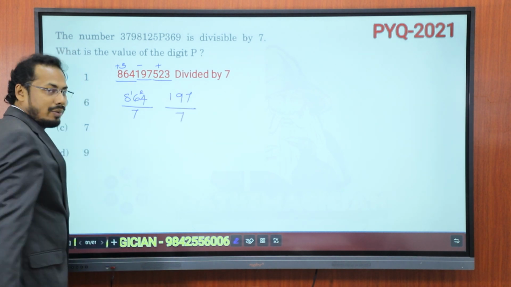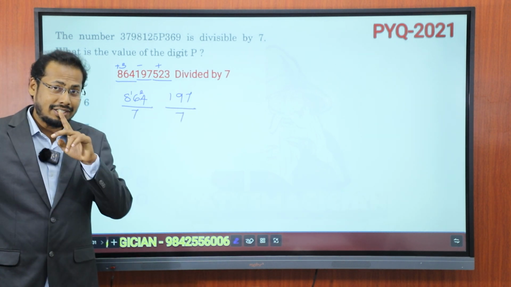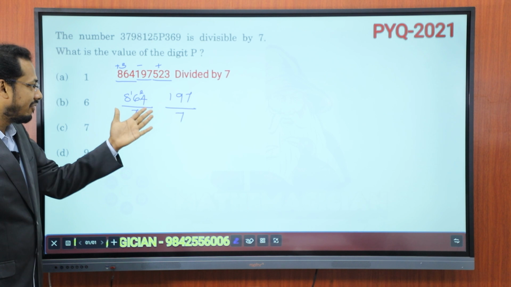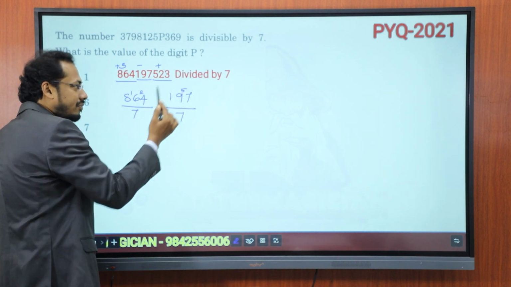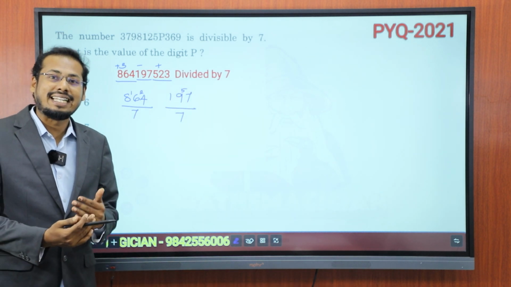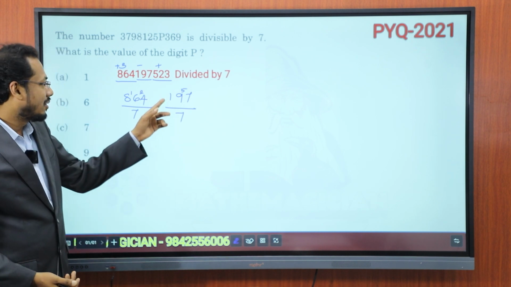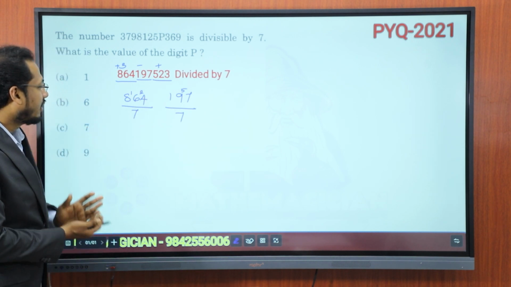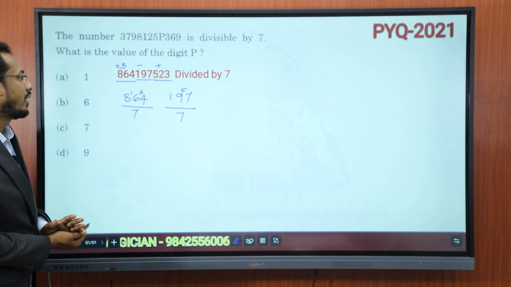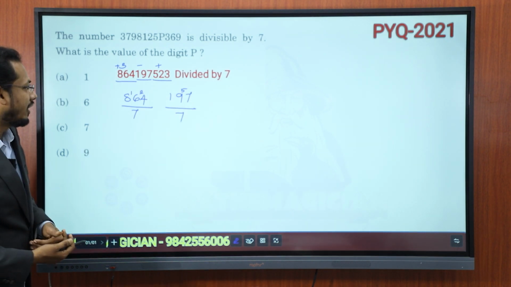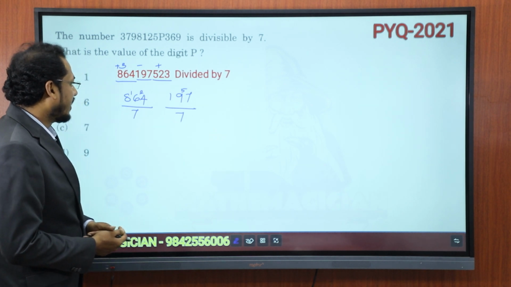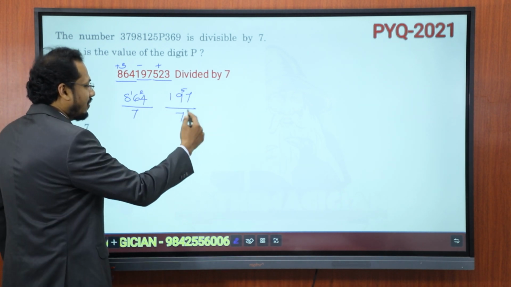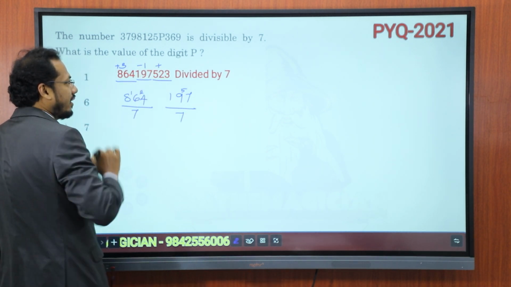Now divide this number by 7. 19, 7 2s are 14. What is the remainder? 5. 57. Right, 7 7s are 49. Then here we had 7. Then 7 into 8 is what? 7 8s are 56. Remainder is 1. So I am going to write 1 here.